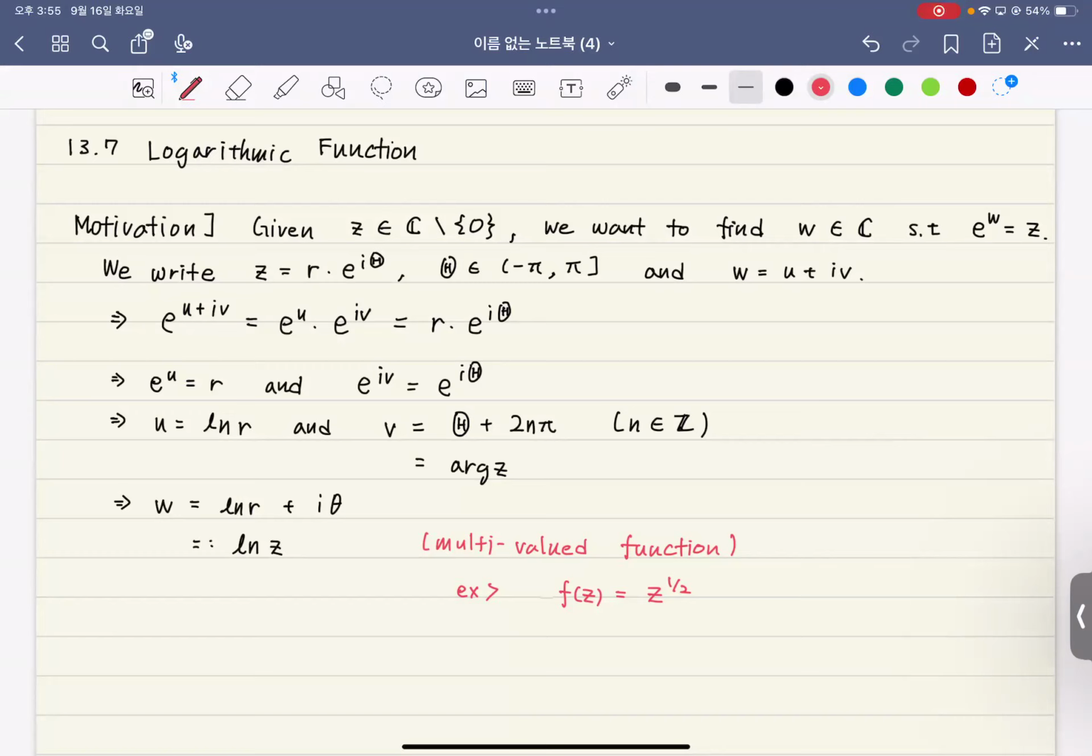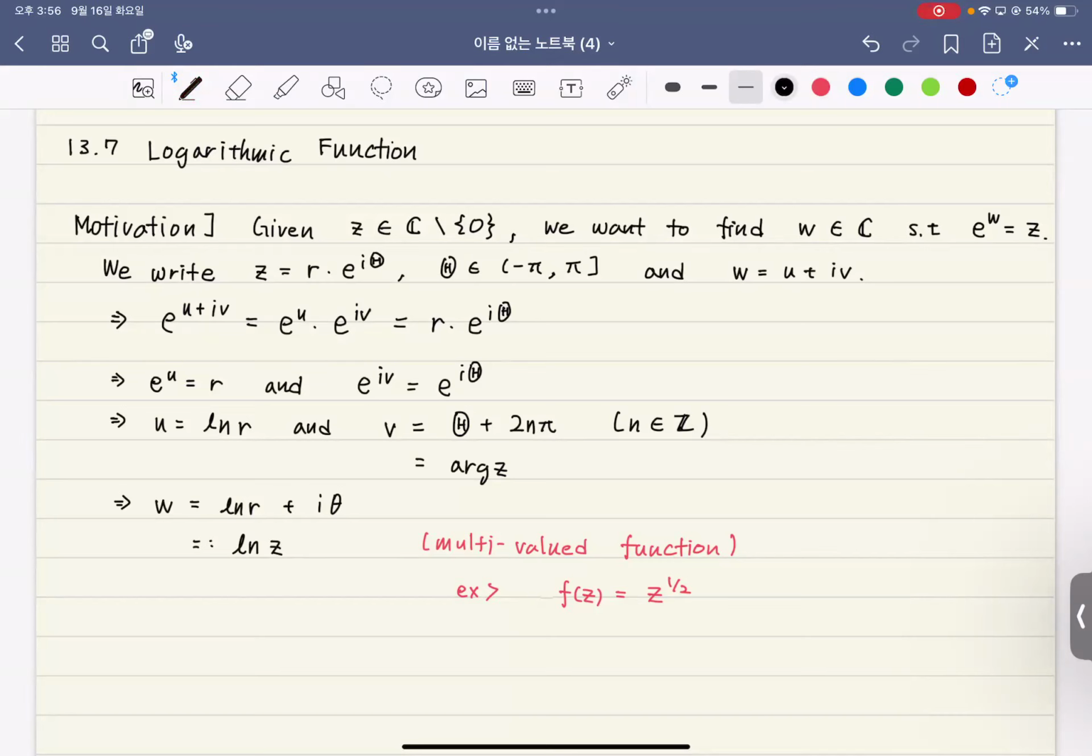And also if I say f of z equals z to the 1/3, then this is a triple-valued function, and so on, right? So such multi-valued functions appear a lot. And how do we deal with this? If you want to discuss anything about the continuity or the derivative of such a multi-valued function, then we actually need to fix this. So this is what we're going to do for today's lecture. Okay.